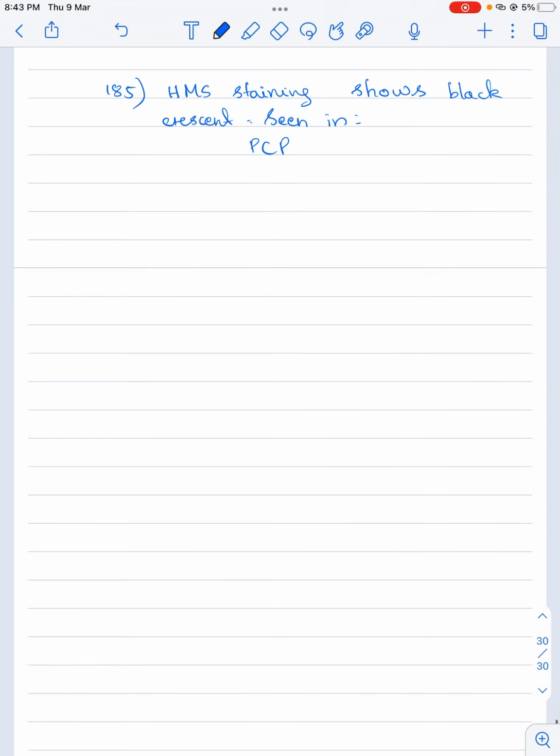Yeah, so quickly moving on to the next question. Question number 186. Autopsy in HIV positive patient. So the autopsy used is the Rokitansky method. Next question.